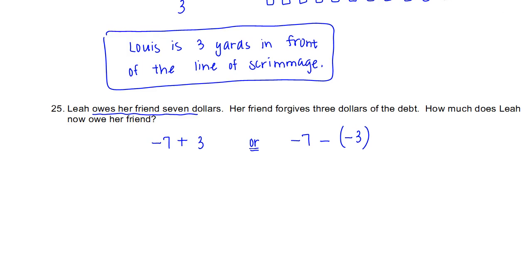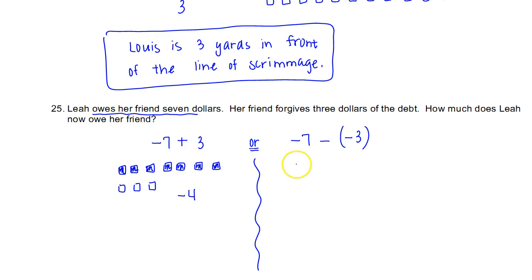So I'm going to use a chip model again. A number line model would have been fine for number 24 and number 25. But if the number line isn't provided, I tend to do the chip model unless the numbers are really large. Then I would maybe draw the number line. Okay, but in this case, for number 25, I'm going to start with 7 negative chips. That's how much Leah owes. So 7 negatives to represent that, and then I'm going to add positive 3 to represent the $3 that her friend is going to forgive of the debt, and that's going to leave us with 4 negative chips, so negative 4, telling us that Leah still owes $4.